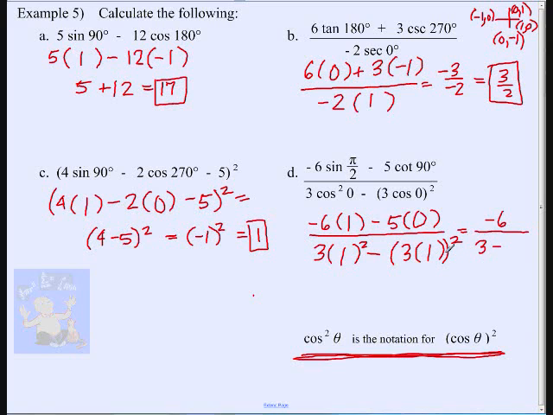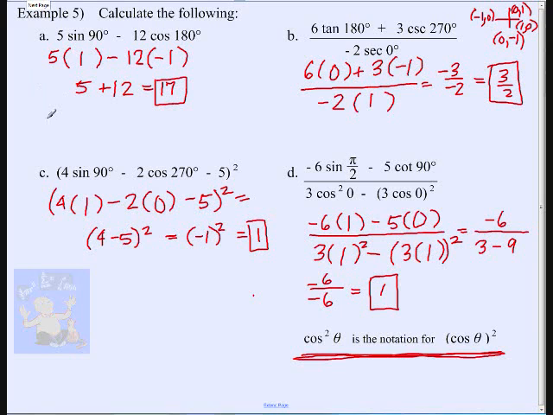minus, and this one I multiply cosine of 0 times 3 before I square, so I end up with a negative 9. So I've got minus 6 over minus 6. I love it when the answer is 1. Go from a mess like this to a lovely, neat 1.